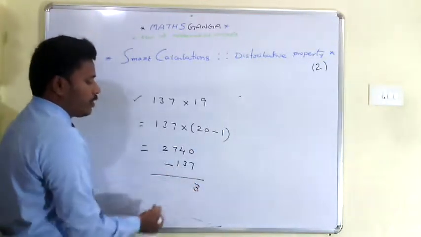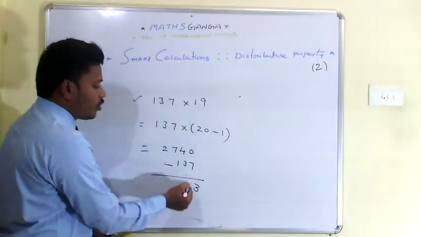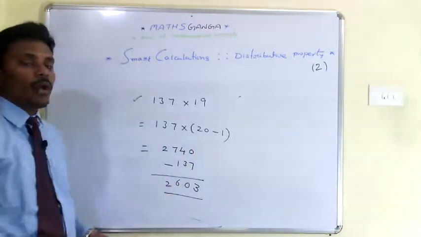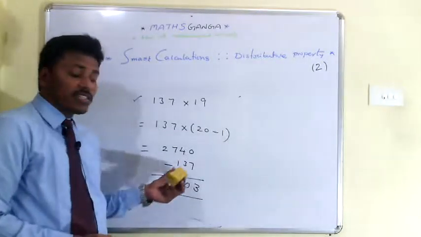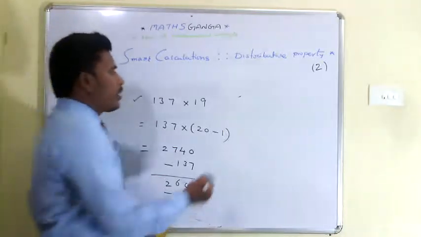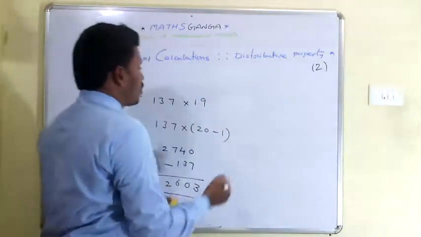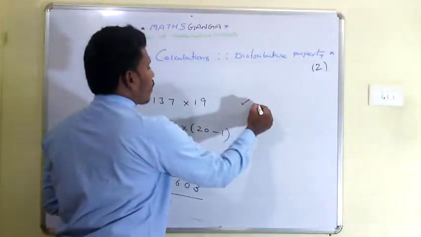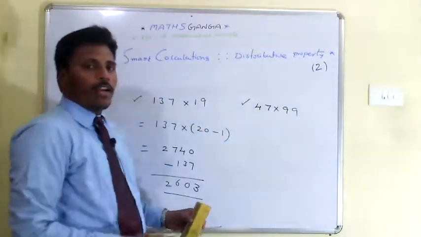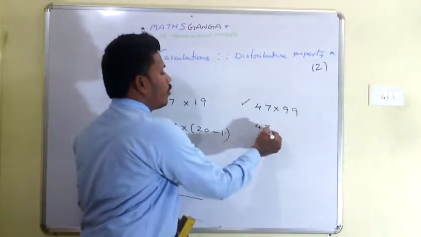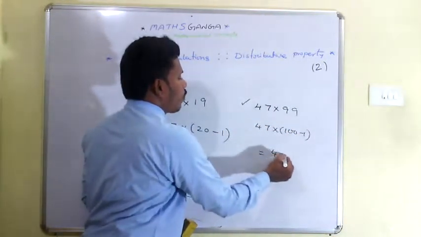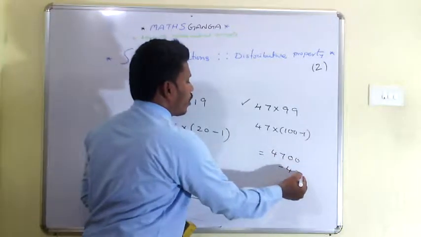10 minus 7 is 3. So we have 3 minus 3 is 0. 7 minus 1 is 6. 2603 is our answer. So in this type of situation, we will do the subtraction also. For example, if I have 47 into 99, to calculate 47 into 99, what will we do? 47 into 100 minus 1, which is nothing but 4700 minus 47.